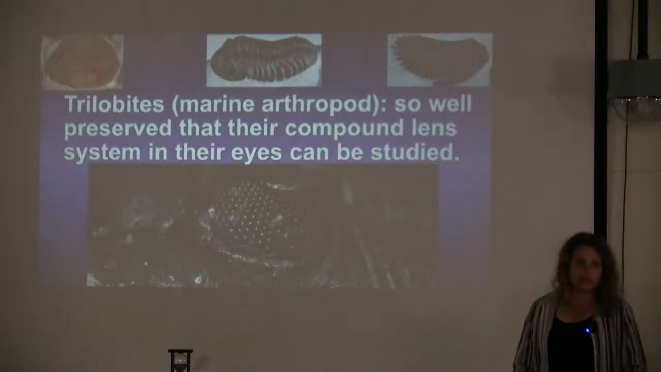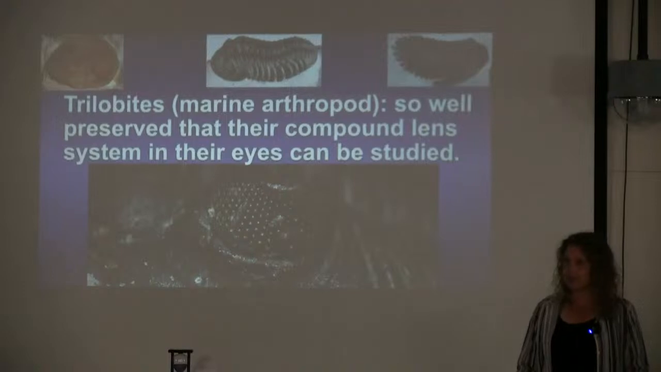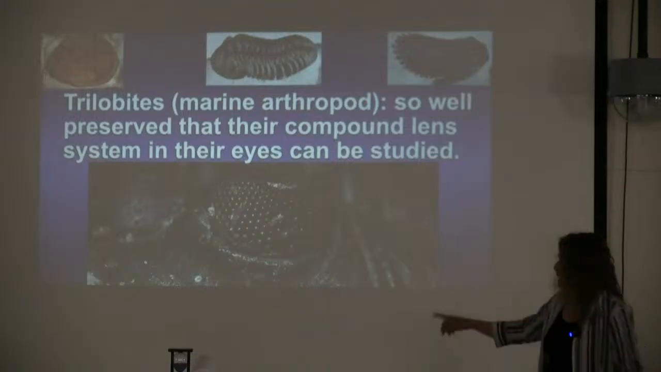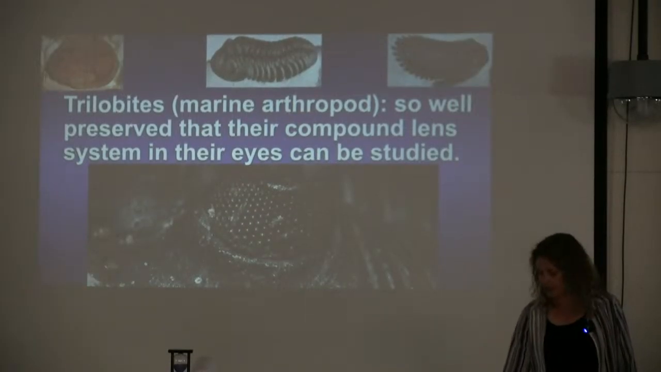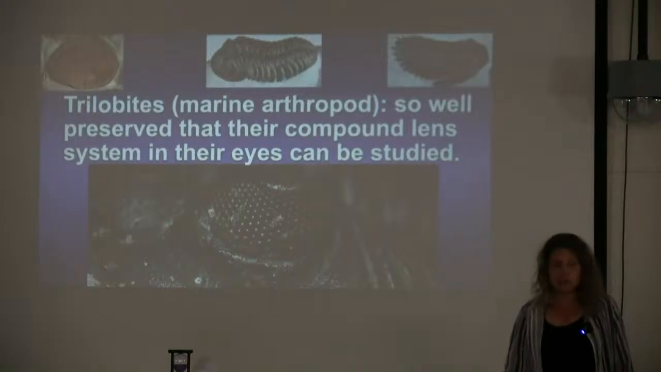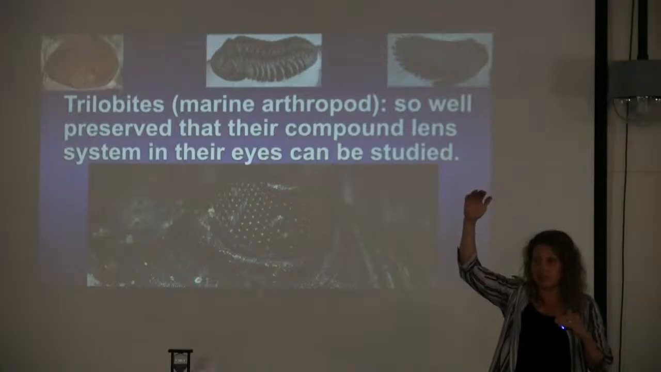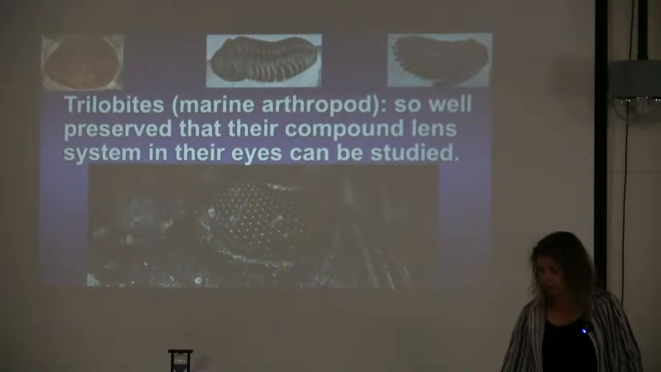These trilobites, they say they have one of the most complex eye systems that they've ever studied. And they can study them because they're so well preserved. That bottom picture is the trilobite eye. Like great detail. And trilobites are in all these different layers. So for millions of years, they haven't changed. Sudden appearance and stasis. That's what the fossil record shows.